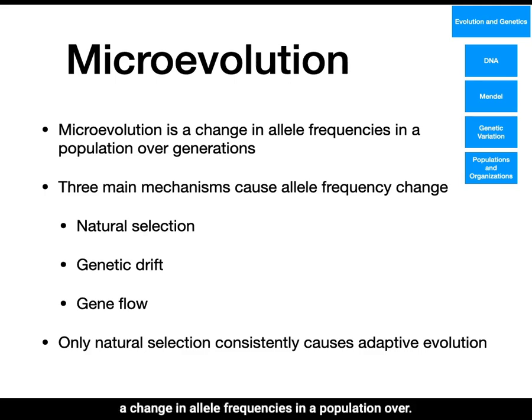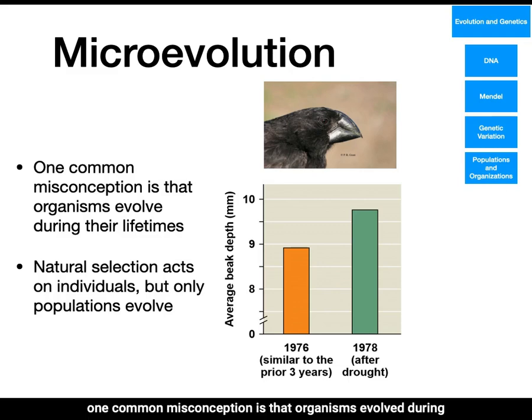Microevolution is a change in allele frequencies in a population over generations. There are three main mechanisms that cause this allele frequency change: natural selection, genetic drift, and gene flow. Only natural selection consistently causes adaptive evolution. One common misconception is that organisms evolve during their lifetimes. Natural selection acts on individuals, but only populations evolve.